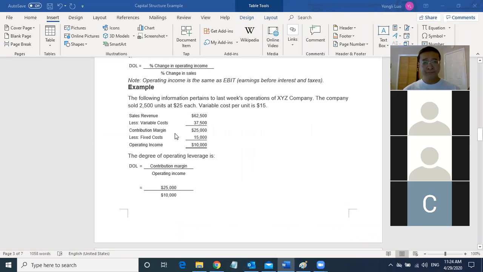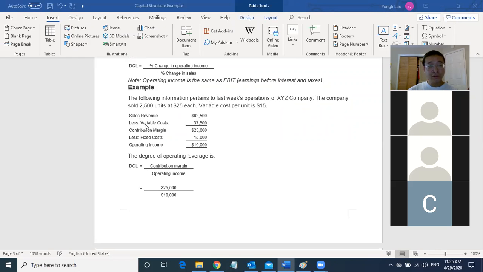Let's look at the example here. The following information pertains to last week's operation of XYZ company. The company sold 2,500 units at $25 each. The variable cost per unit is $15. Your total revenue is your total sales, which is the units sold times the unit price: 2,500 times $25, that's $62,500. The variable cost is $15 times 2,500, which gives you $37,500.